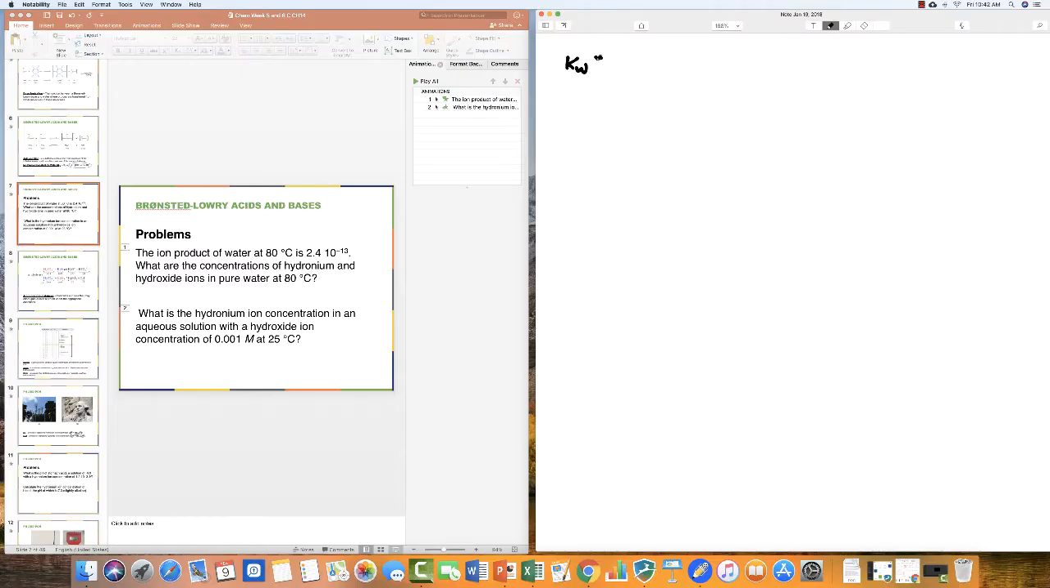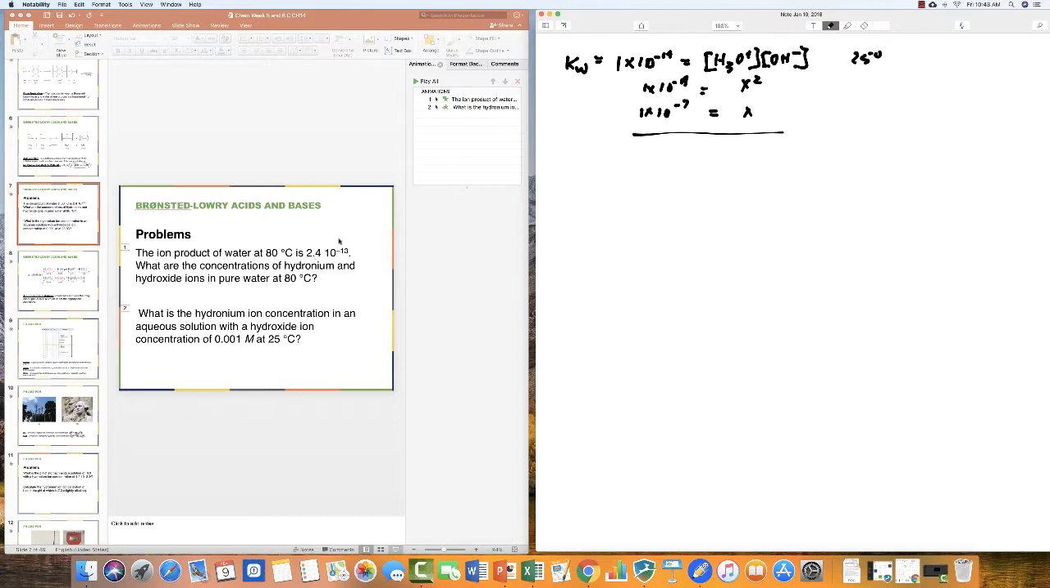Now at 25 degrees, I said that the Kw is 1 times 10 to the minus 14, and that was going to be equal to the hydronium ion concentration times the hydroxide ion concentration. And in this situation, at 25 degrees, you would say that this x squared is going to equal 1 times 10 to the minus 14. So in pure water at 25 degrees, the concentration of each is going to be 1 times 10 to the minus 7.